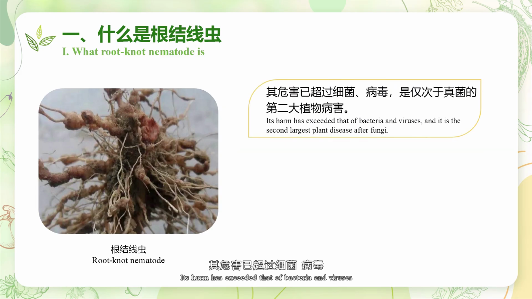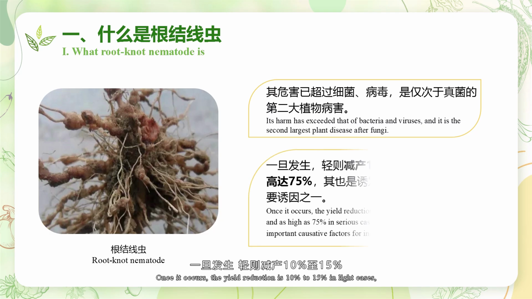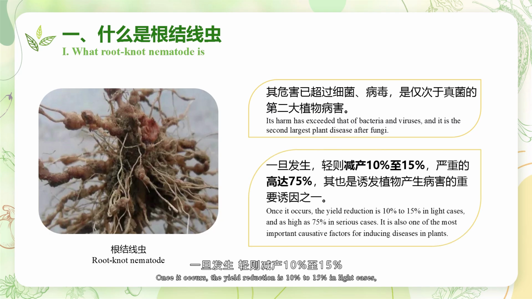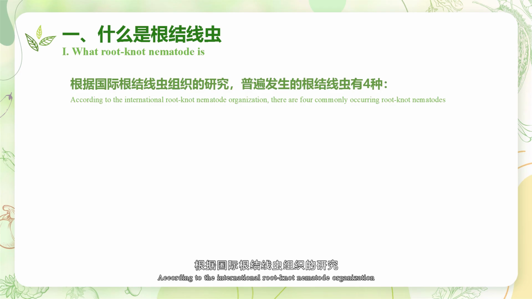Its harm has exceeded that of bacteria and viruses, and it is the second largest plant disease after fungi. Once it occurs, the yield reduction is 10% to 15% in light cases and as high as 75% in serious cases. It is also one of the most important causative factors for inducing diseases in plants, according to the International Root Knot Nematode Organization.